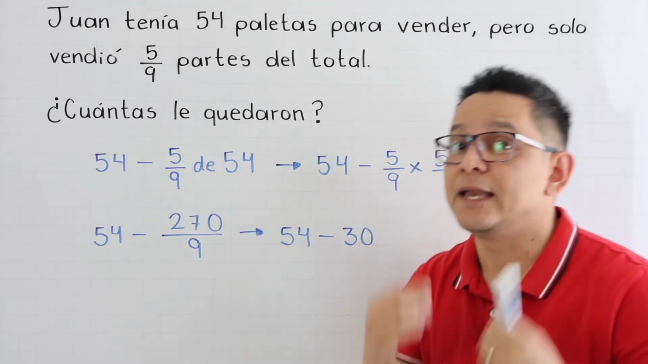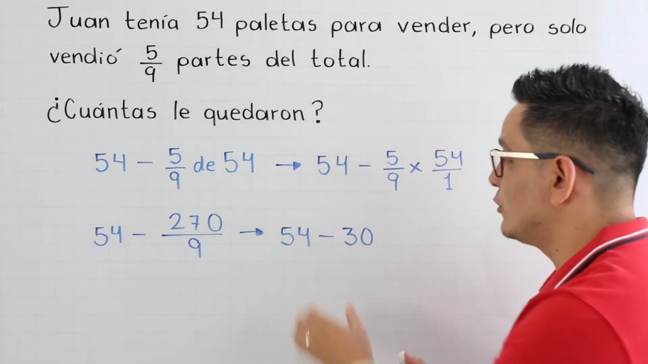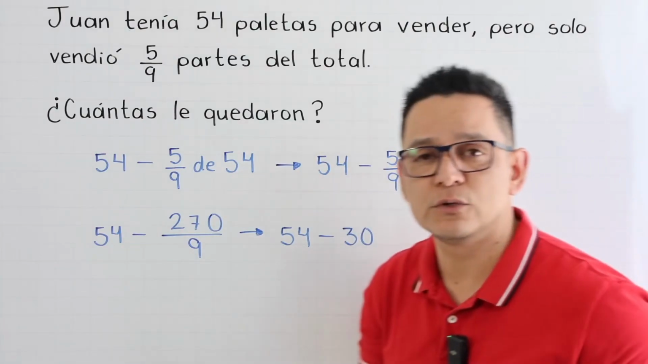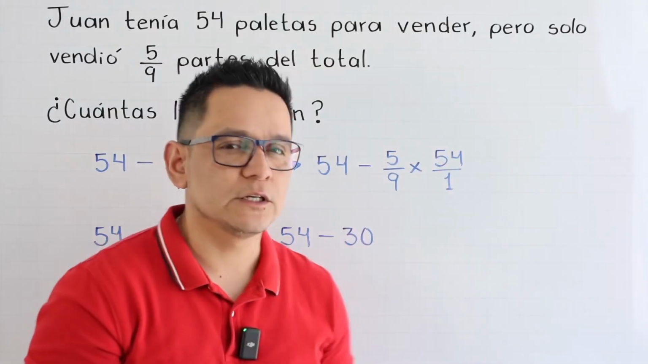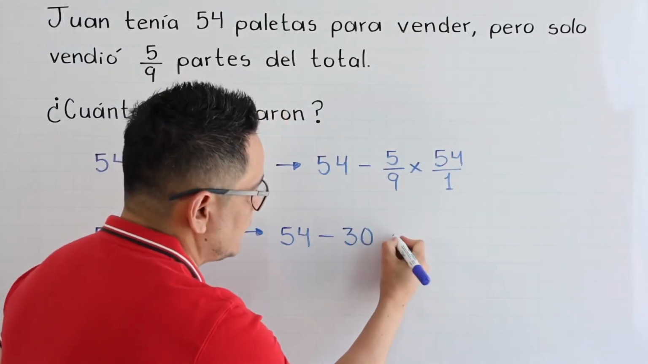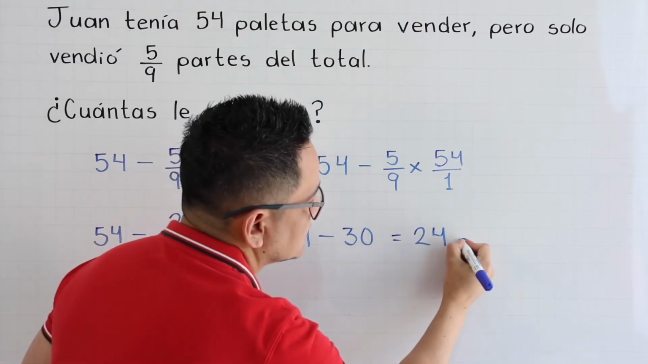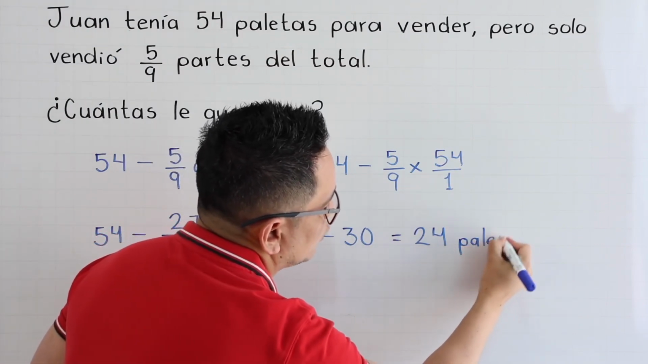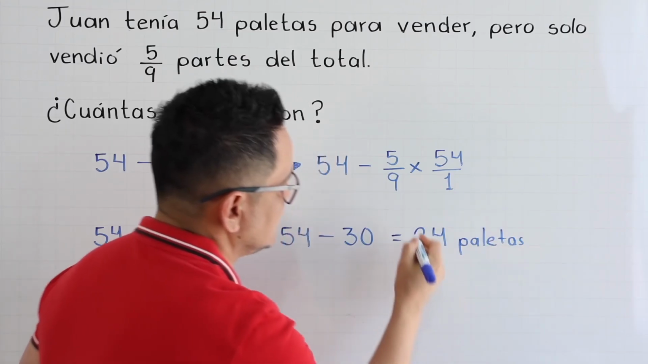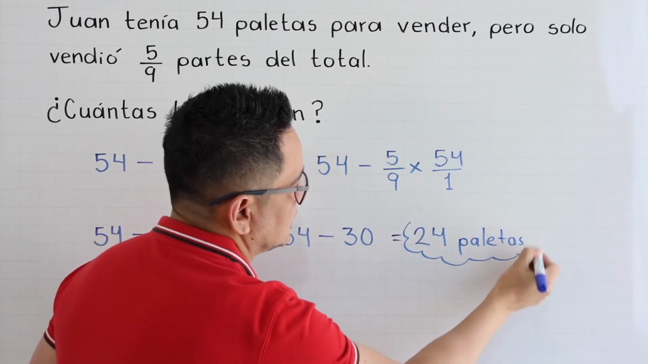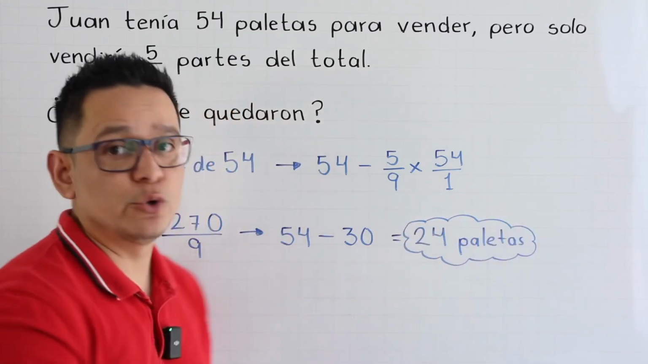So now, how many did he have left? Well, he had 54 minus 30 left. And how much is 54 minus 30? Very good. It's 24, right? So the result is that he had 24 popsicles left. All right, we're done. We already have the solution for exercise number 1.